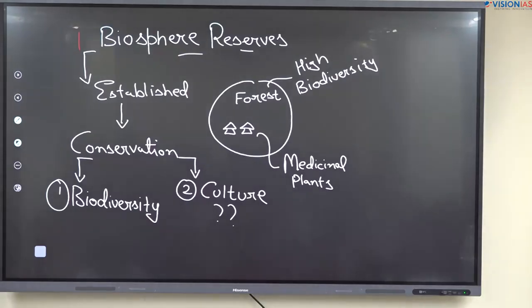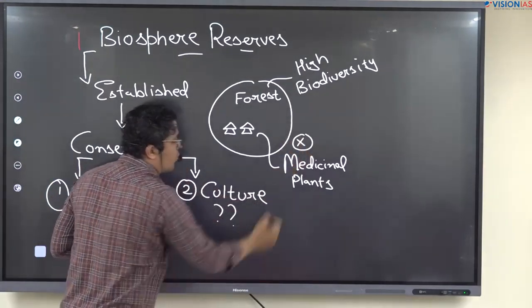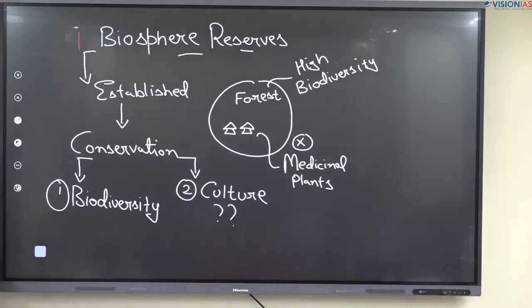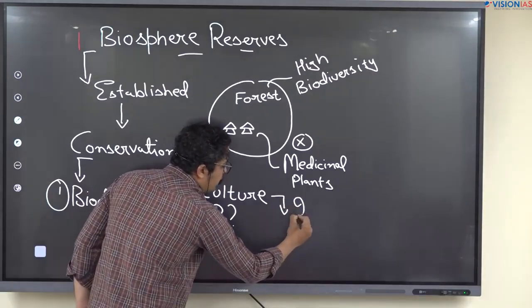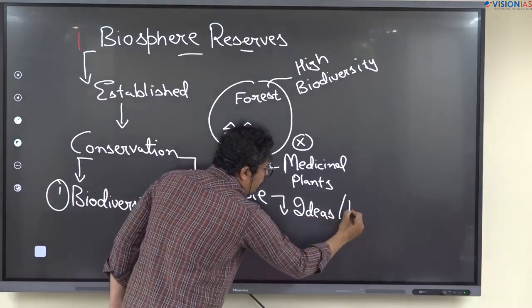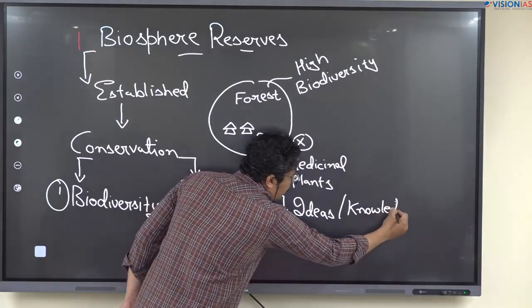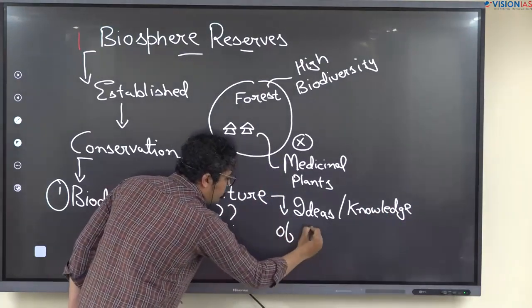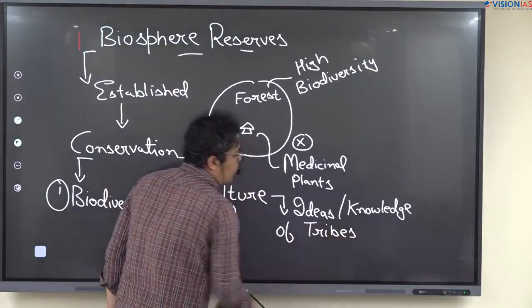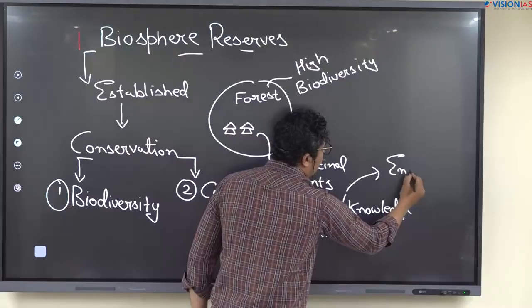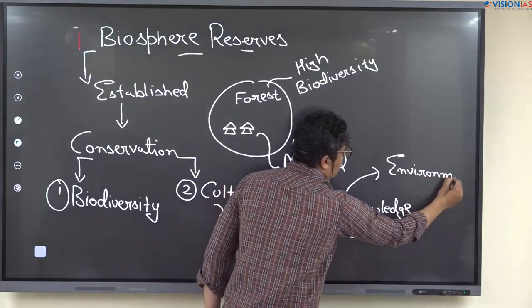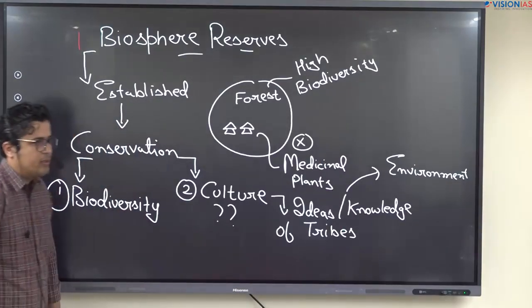It is very unique. It is not written anywhere. It is not mentioned in the book or in the text. The knowledge is with them. What will happen? With time, this knowledge will also be gone. So you need to protect this knowledge, this idea. So culture is related to ideas and knowledge of tribes. But this idea or knowledge should be related to the environment.